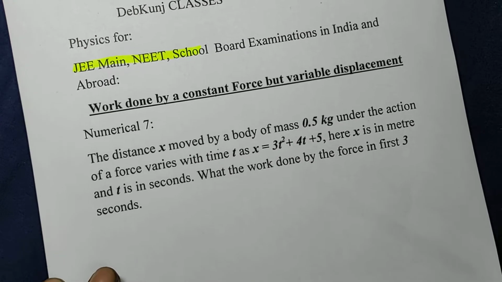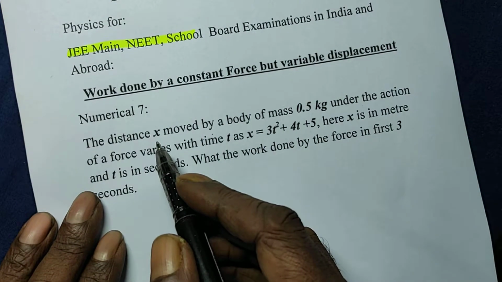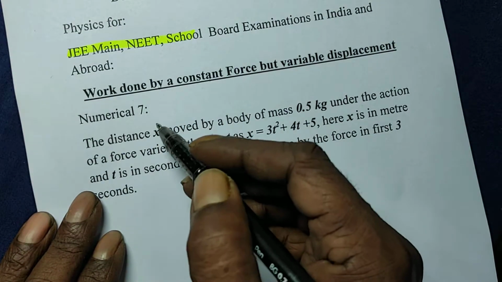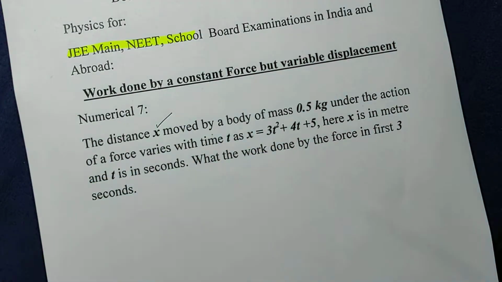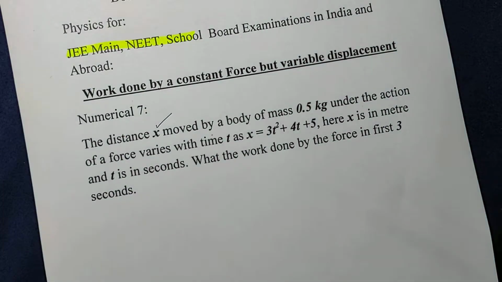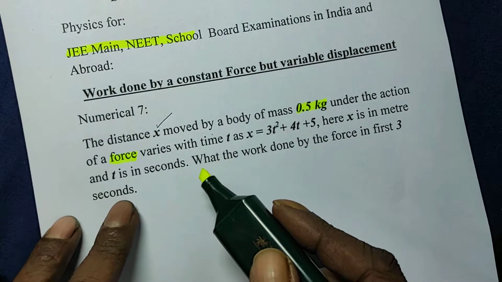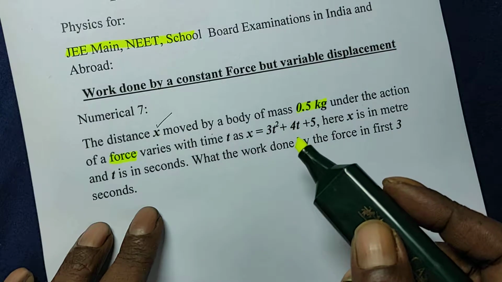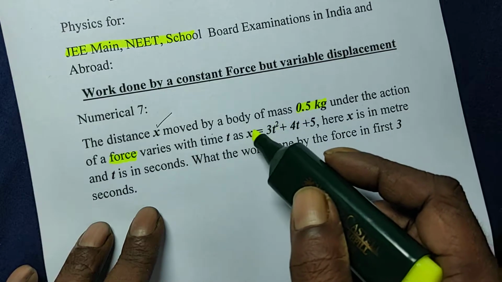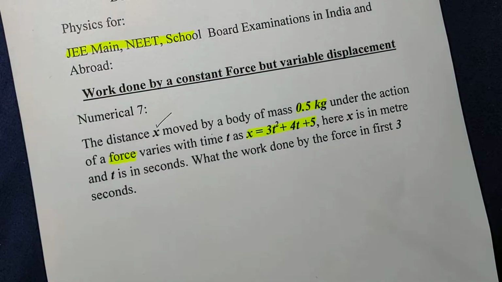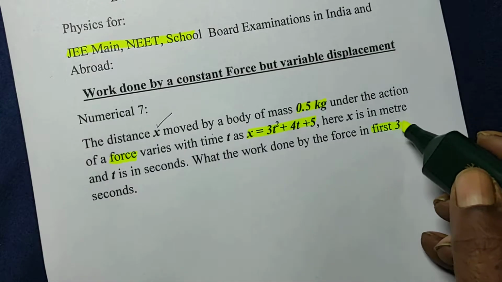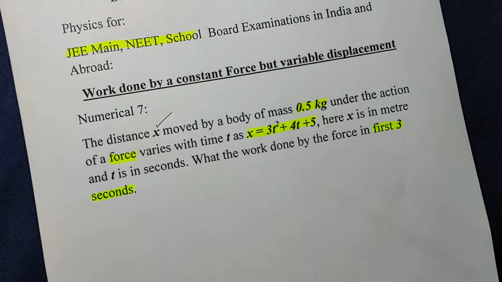Now if you look at the statement of the problem, the distance is symbolized as x. The distance x moved by a body of mass 0.5 kg, under the action of a force, and the force varies with time, such that the distance x is given as 3t square plus 4t plus 5, where x is in meters and t is in seconds. What is the work done by the force in the first 3 seconds? In the first 3 seconds means starting from t equal to 0 to t equal to 3 seconds.